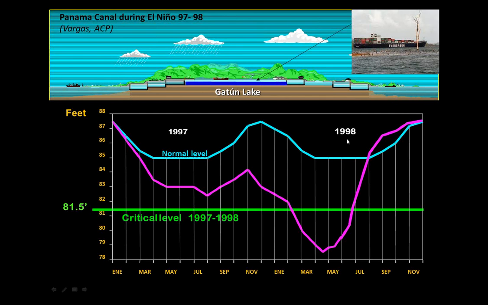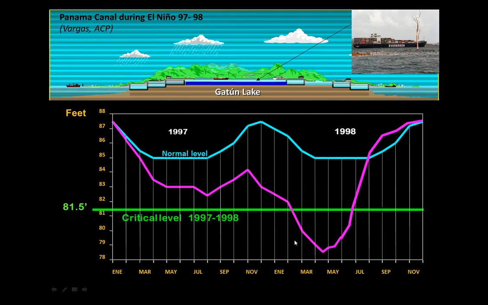Between 97 and 98, there was another El Niño phenomenon. There was a strong drought that affected the Canal of Panama. The amount of water that they need to have in order to move ships from the Caribbean to the Pacific, or from the Pacific to the Caribbean, remember, with a cost of up to $250,000 per ship, is this one. This is the green line that you can see over here. This is the most critical level of water that you could have.